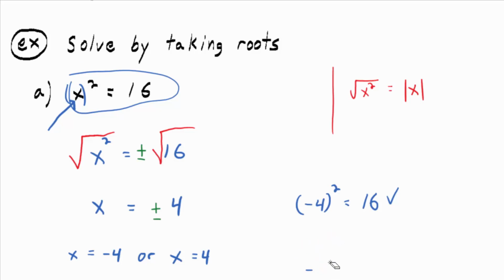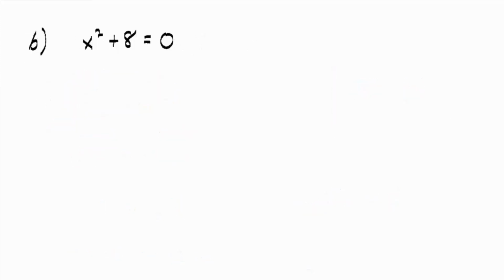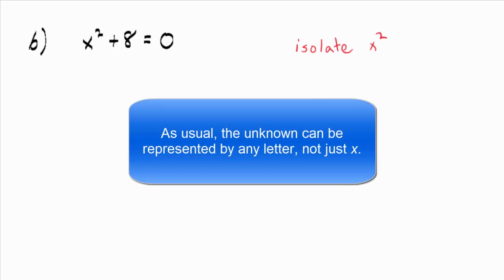Okay, enough with that. You guys all understood that one. Let's do a slightly more difficult one. Same directions: we're going to solve for x by taking roots. In the last problem, we had x squared by itself on one side, and we need that again before we can take roots. So when necessary, what should we do? Isolate the x squared. And that's easy enough to do.